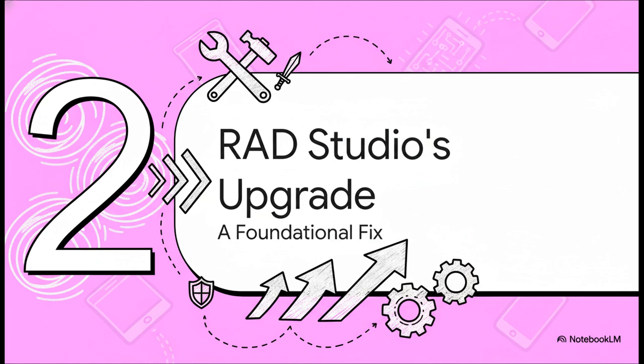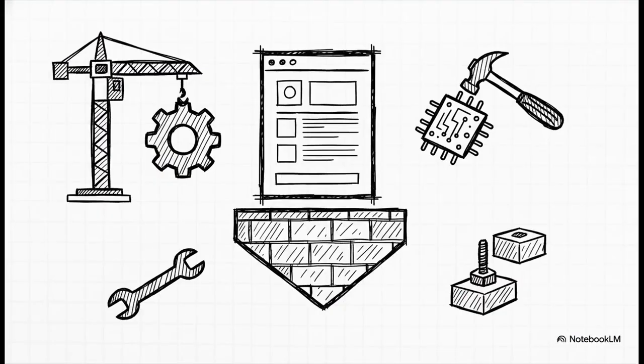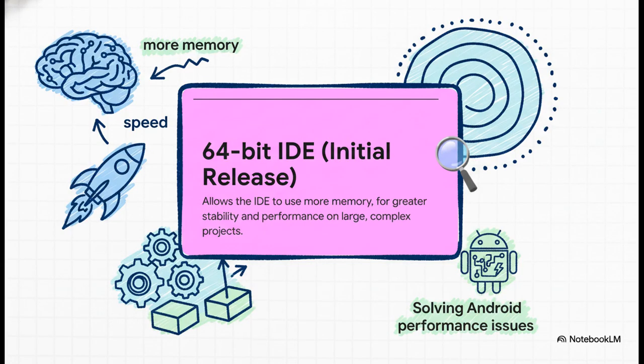Well, it turns out the answer starts with the tools you build with. And that brings us to the upgrades in RAD Studio 12.3. Think about it. You can't build a skyscraper on a shaky foundation, right? It's the same with software. That's why the first part of the solution is all about strengthening the core tool developers use every day, the IDE itself. And the big headline here is the move to a 64-bit IDE.